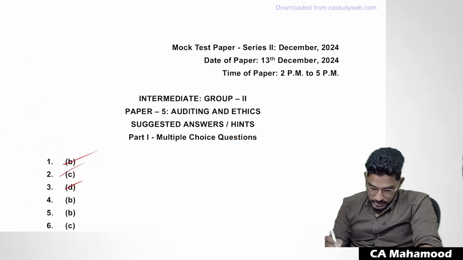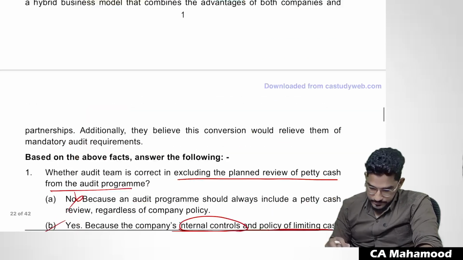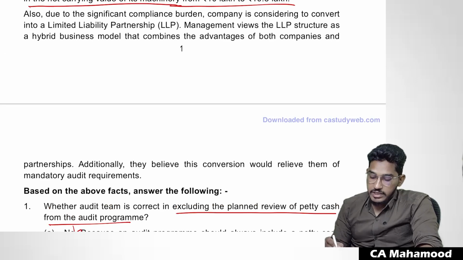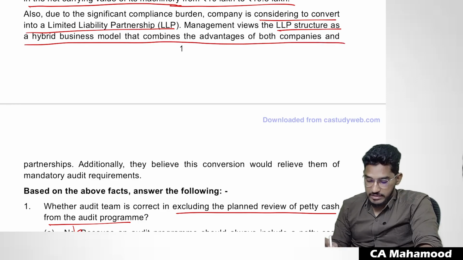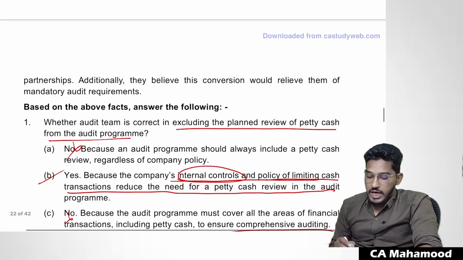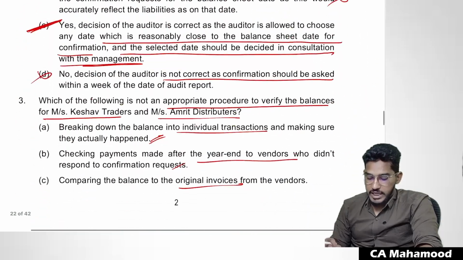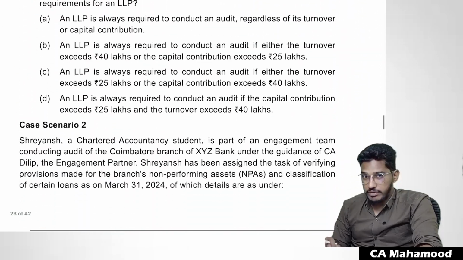Next. So fourth answer should be B. Okay. Next. Also, due to significant compliance burden, companies are considering converting into an LLP. Management's view is that the LLP structure is a hybrid model that combines the advantages of both companies and partnerships. Additionally, they believe this conversion would relieve them of mandatory audit requirements. So they feel that if they get converted to an LLP, they will be relieved of audit.